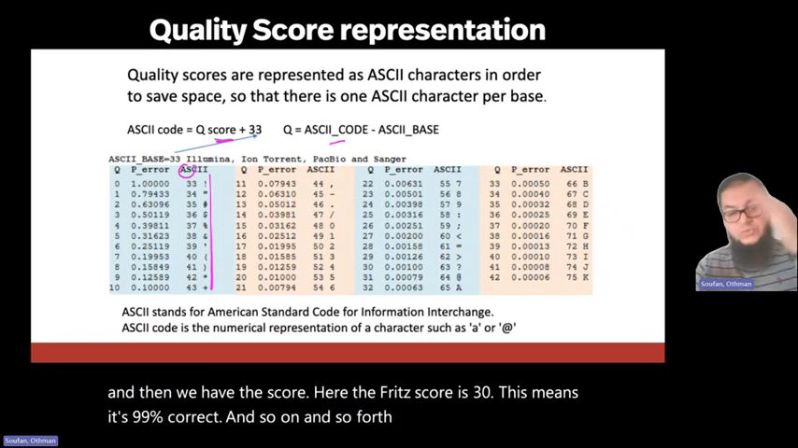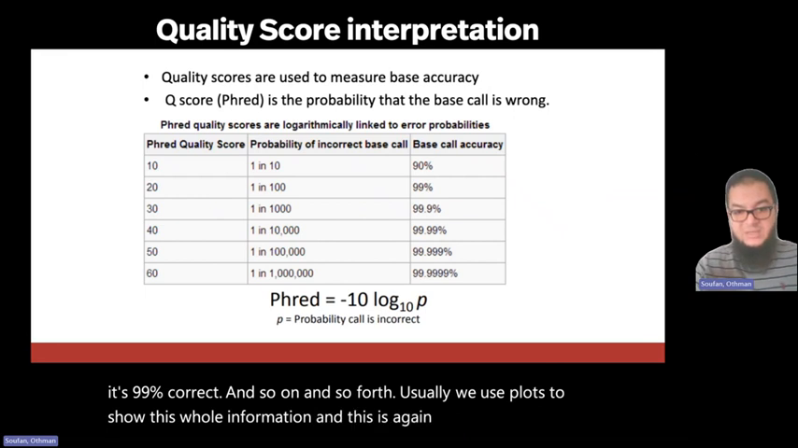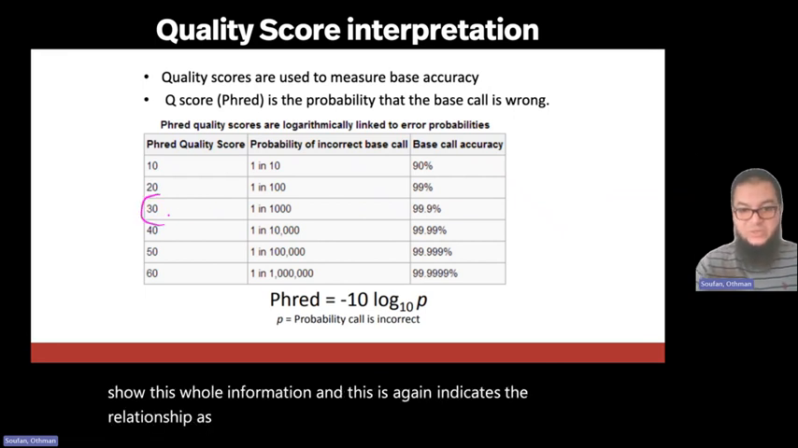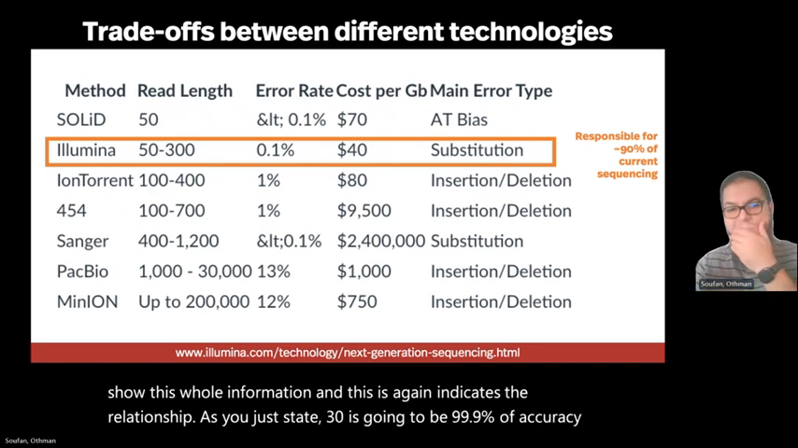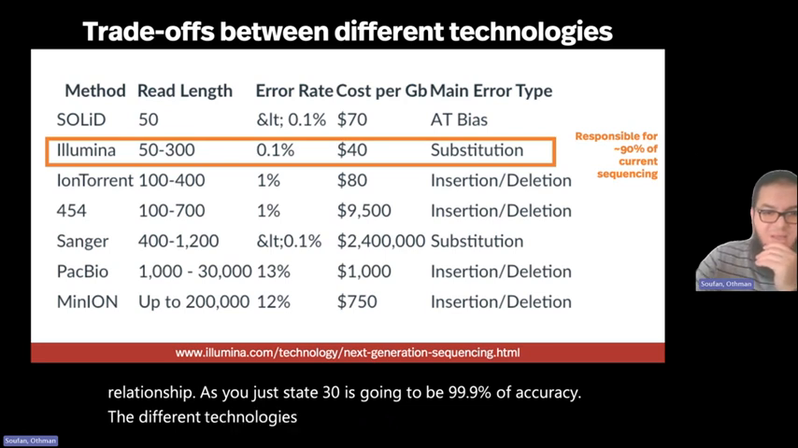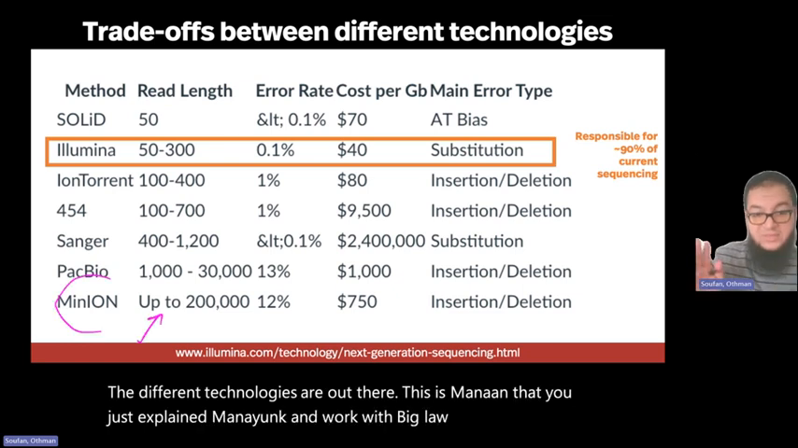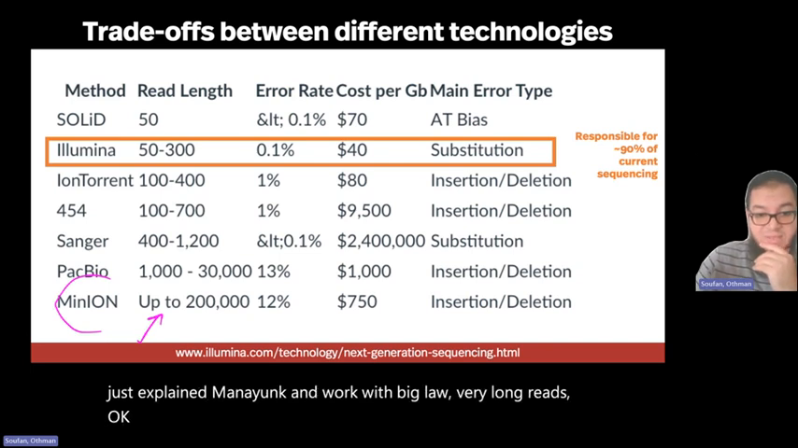Usually we use plots to show this whole information, and this again indicates the relationship. As we just said, 30 is going to be 99.9% accuracy. Different technologies are out there. This is MinION that we just explained. MinION can work with very long reads, yet error rates are high as compared to Illumina.